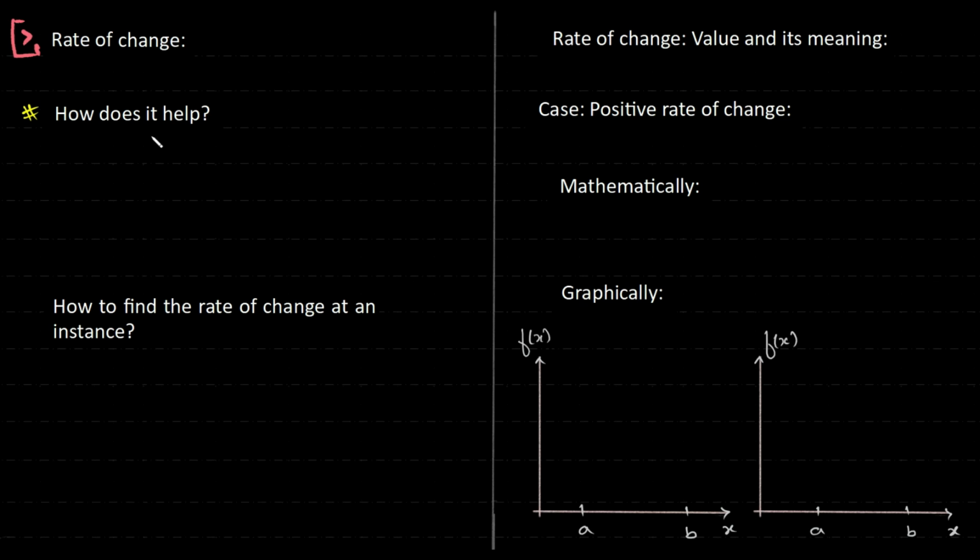Throughout the chapter, we are going to use the rate of change concept. So let's recall what it is. It has to do with the slope of the tangent for a given graph. Now, how does this help? Well, the whole idea is it helps in understanding how one variable is dependent on the other variable.